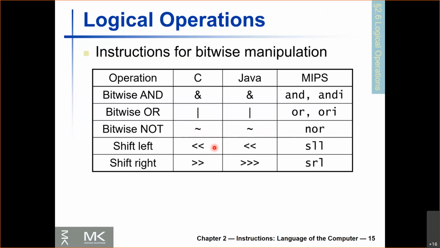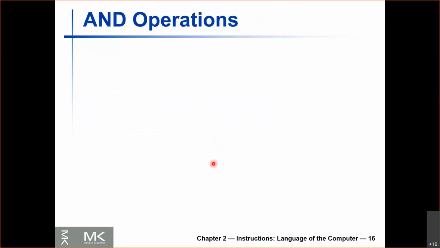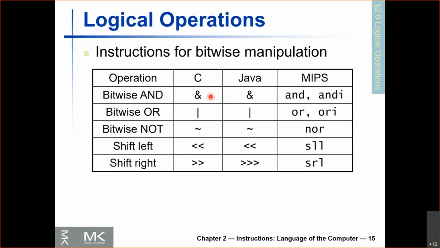We have shift left, which takes an integer and shifts the bits of that integer left by whatever value we give it. And we have shift right. Shift right also takes an integer and shifts the bits in the integer to the right based on whatever value we give it. So let's start by talking about each of these operations.